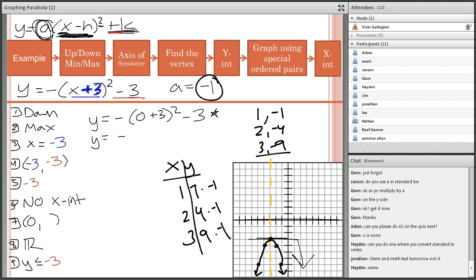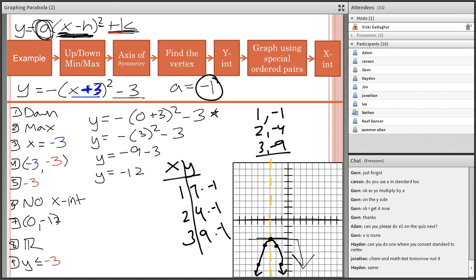I don't have a calculator, so I will be doing this by hand. You do need to square the 3 first and keep the negative sign that was in front. So my y-intercept is -12.